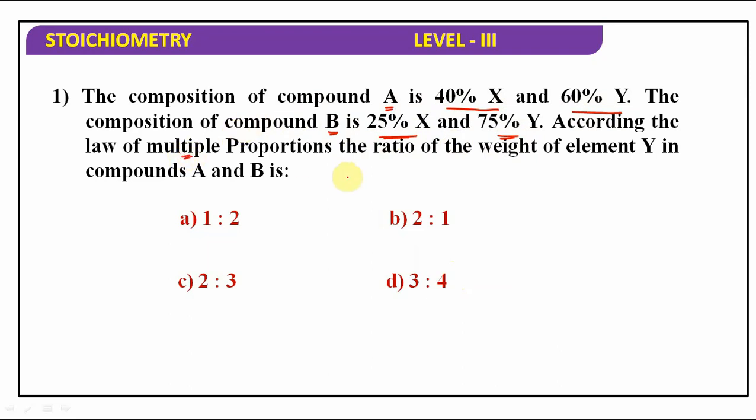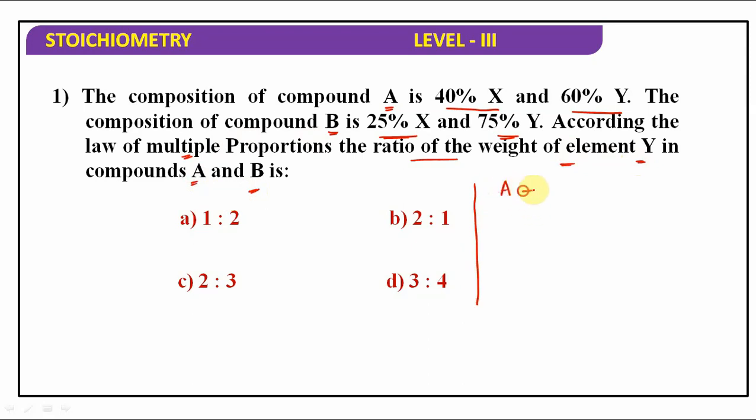According to the law of multiple proportions, as you know the statement, when two elements combine together to form two or more compounds, an element of fixed weight combining with another element always has a simple whole number ratio of the masses. So here, by the law of multiple proportions, we need the ratio of the weight of element Y in compounds A and B.